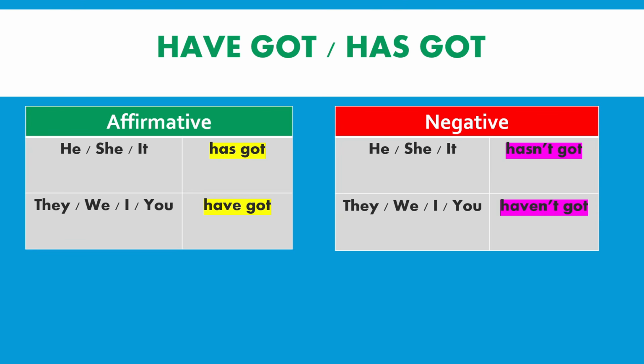So it's totally opposite. If affirmative, he, she, it has got. Negative, just put an apostrophe t, make it into hasn't. So hasn't got, haven't got. Are you clear about that?